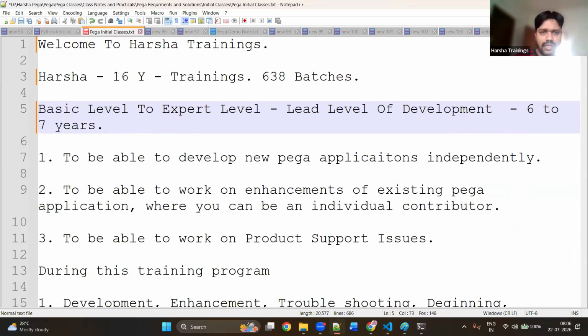See, you do not know anything in Pega as of today. You don't know what is Pega also. Still, starting from that level, you can claim that you have around 6 to 7 years of experience in Pega. To that expert level, I will give you the training.